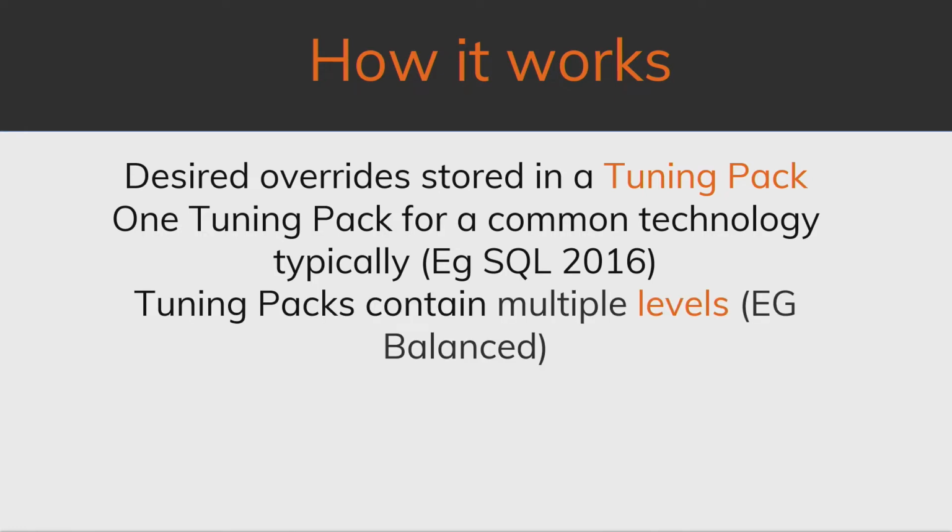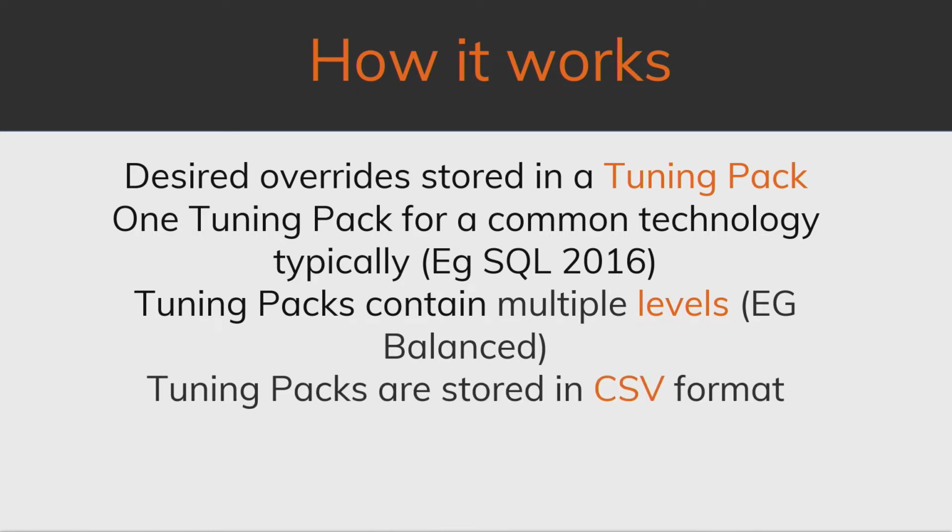Tuning packs contain multiple levels, and because of the format, they're stored in CSV format. These are essentially columns in a CSV file, which means it's really easy to get on board with Easytune. There's no arbitrary random format. It is just Excel CSV files. So how is it used?